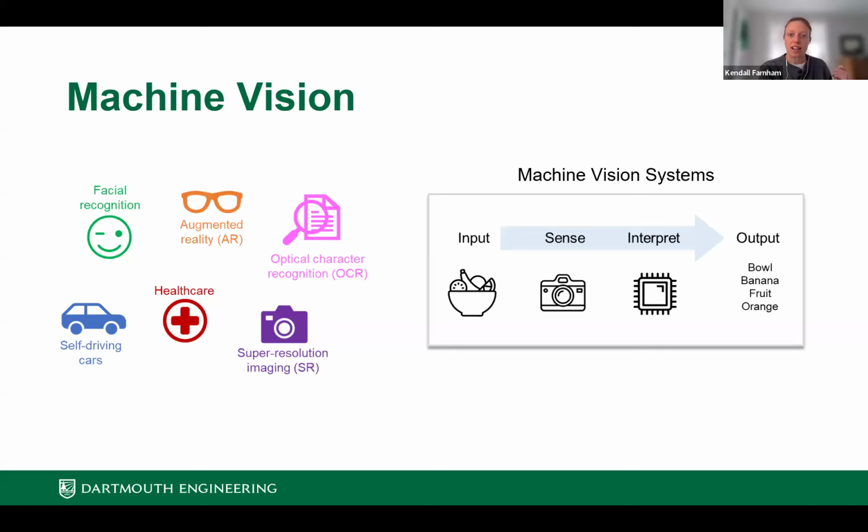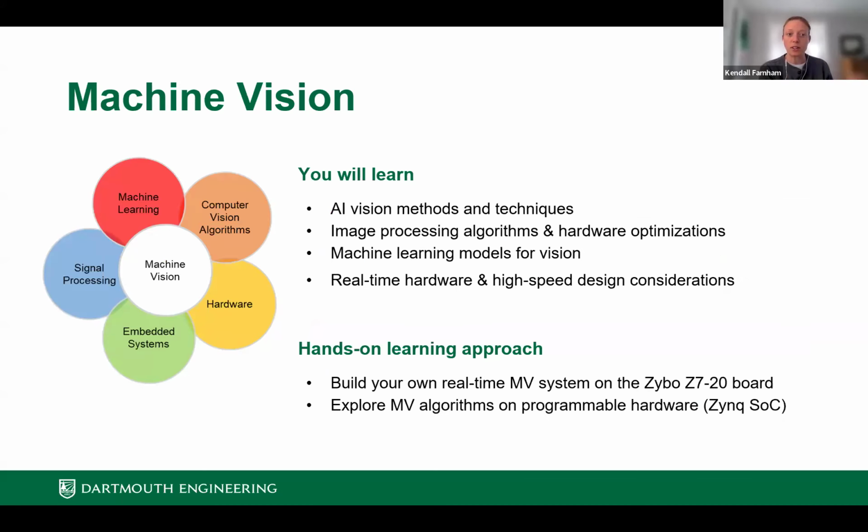If you go to the next slide, in the course, we're going to be using tools that will also be touched on in all other aspects of this curriculum. So we'll be using machine learning. We'll be looking at computer vision algorithms. We'll be implementing a lot of this on hardware and embedded systems. And then there's the signal processing aspect of it. It all comes together as machine vision.